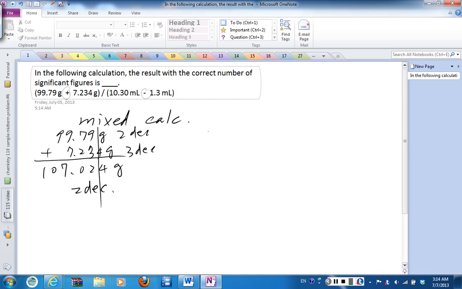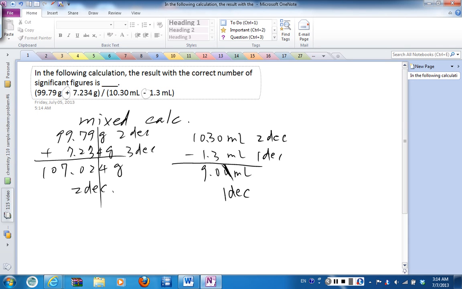Alright, so for the bottom part, similarly we have 10.30 milliliter minus 1.3 milliliter. Once again, the calculator tells us this is 9.00. However, 1 decimal place, 2 decimal places. Whoever has the smallest decimal places determines the decimal places in the result. So the result should have 1 decimal place, which is 9.0 milliliter.